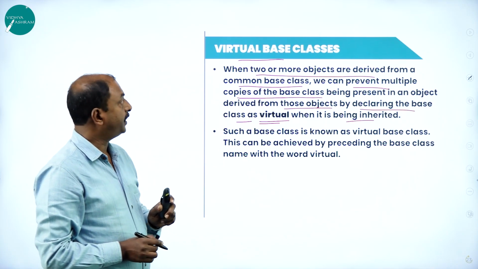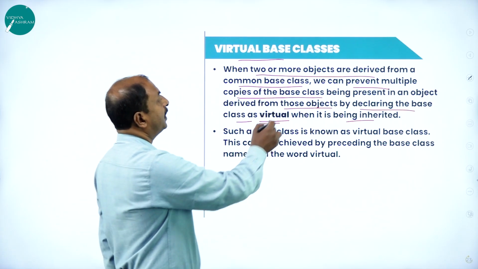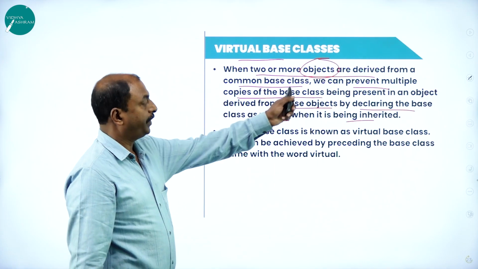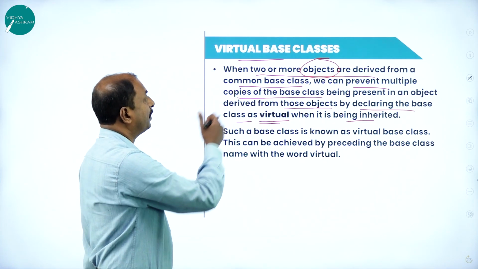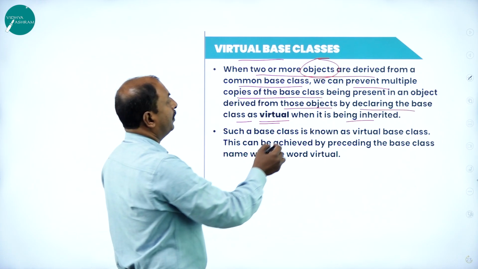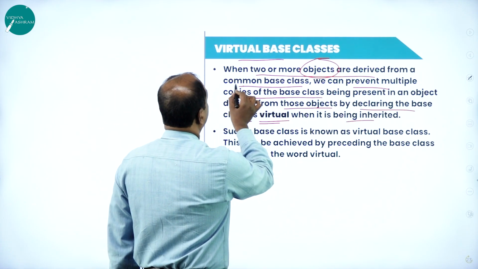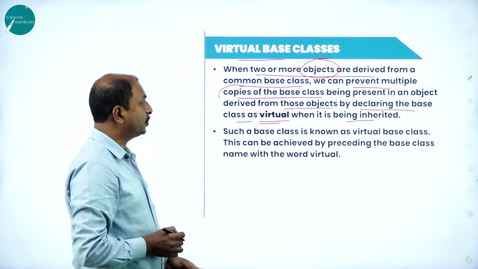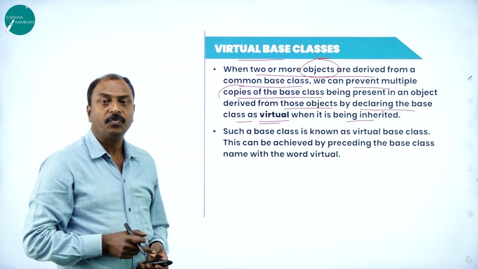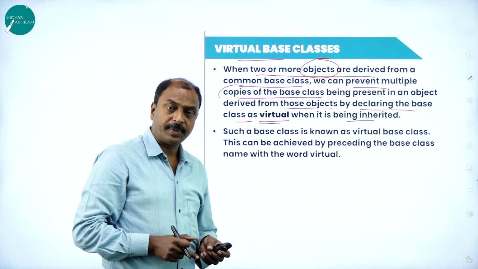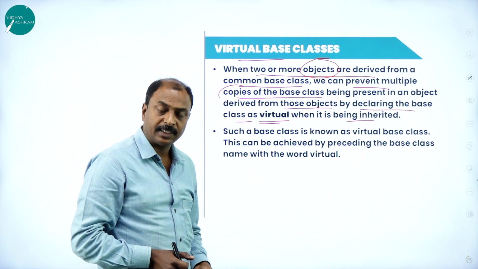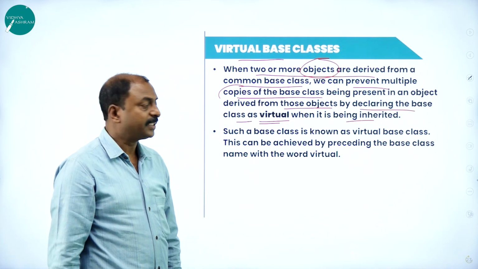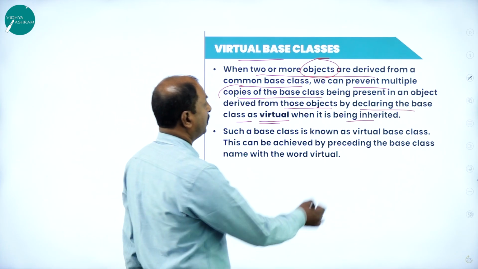Virtual is a reserved word. Virtual base class: when two or more objects are derived from different base classes or the same common base class, then we can prevent multiple copies of the base class by using the reserved word virtual. So this is the virtual base class. Here we can avoid multiple copies of the base class variables or member functions in derived classes by using the reserved word virtual. That is the concept of virtual base classes. Such a base class is known as a virtual base class.